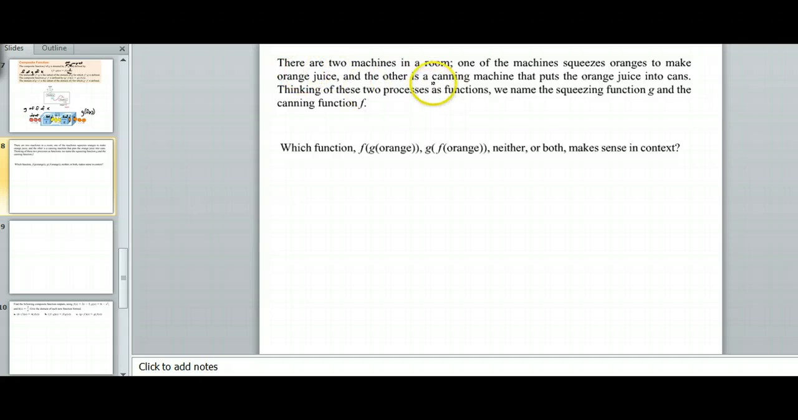Alright, so here's another visual, a way to think through this. There are two machines in a room. One squeezes oranges to make juice. The other one is a canning machine that puts the orange juice into cans. Thinking of the two processes as functions, which they are, they have inputs and outputs. We name the squeezing function g and the canning function f.